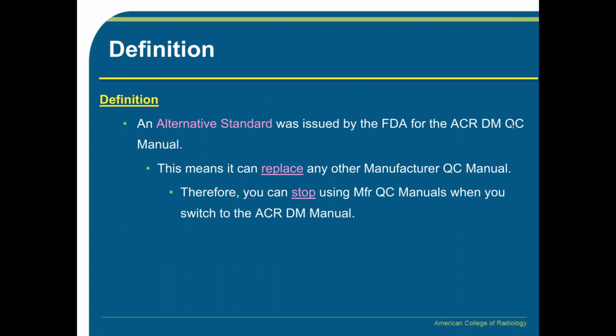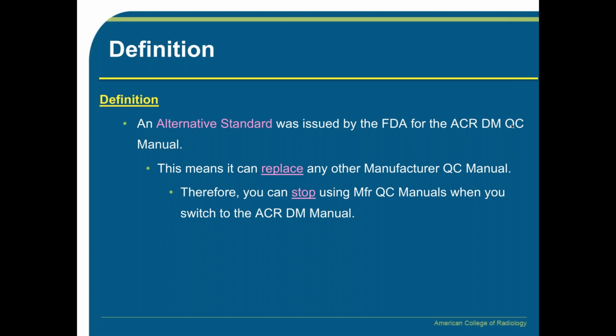So we need to start by explaining that the ACR QC manual is an alternative standard. An alternative standard is an issuance by the FDA to say that one QC program is equivalent to another QC program. As a result, the ACR QC manual can 100% replace another QC manual. That means that if you adopt the ACR program, you can stop using a manufacturer QC manual.